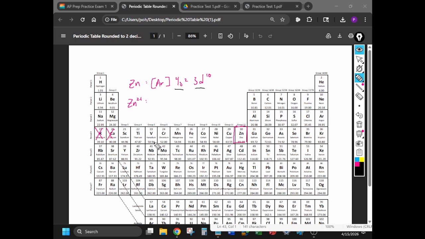S. So just remember, transition metal ions always drop from their S subshell first. And so your answer is going to be Ar and then 3d10. And I believe the answer for that was A. Okay, so just keep that in mind. Transition metal ions, they drop their 4s electrons before they drop their D subshell electrons.